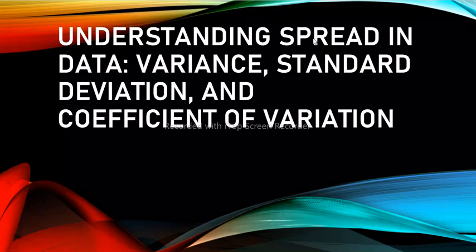Hello, in this presentation, we will explore three key measures of spread in data: variance, standard deviation, and coefficient of variation. Data spread refers to how far data points are distributed from the center of the distribution. These measures help us quantify the variability within a dataset and understand how much individual values deviate from the average.